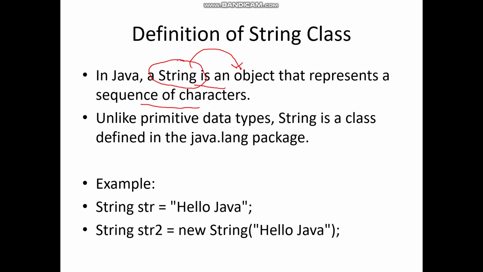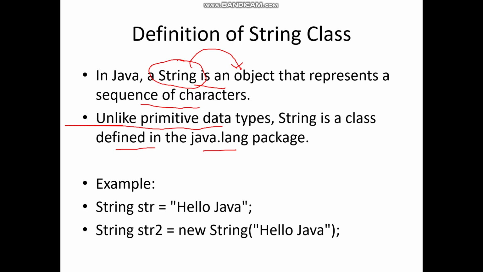Here we have primitive data types such as byte, int, short, long, float. But the string is not a primitive data type. Unlike the primitive data types, string is a class defined in the java.lang package. The string class is available in the package called the java.lang package.